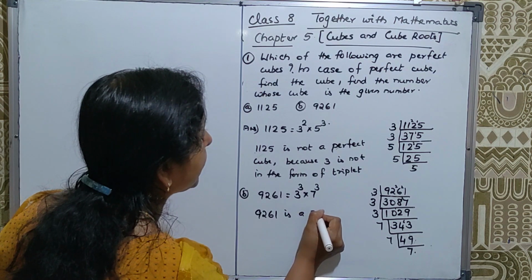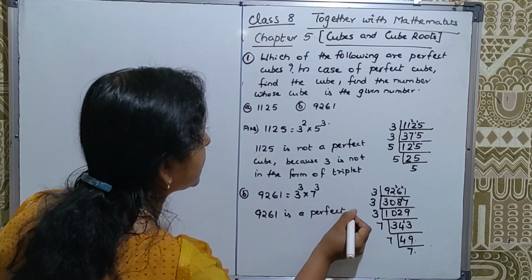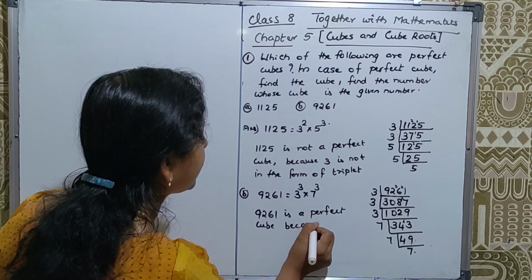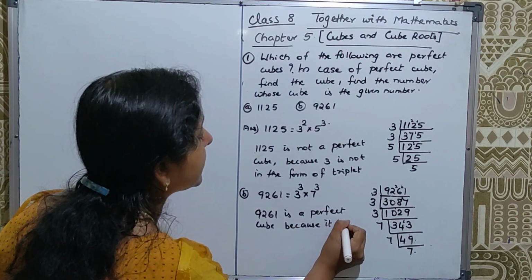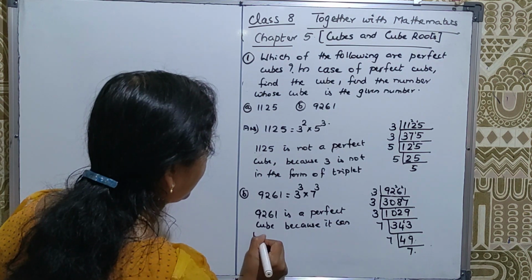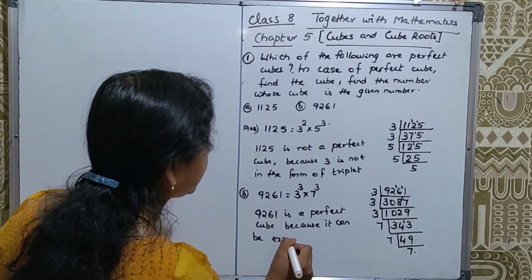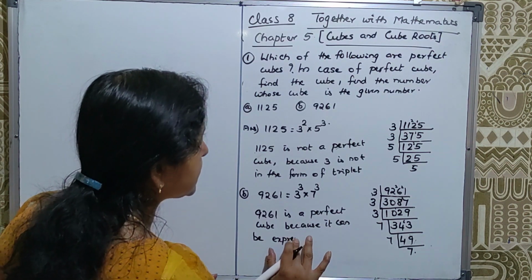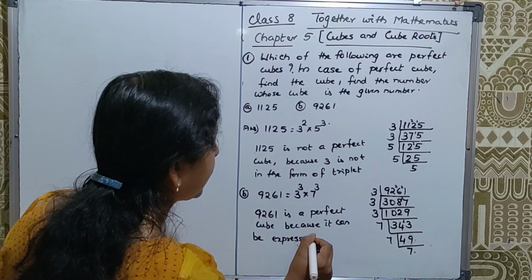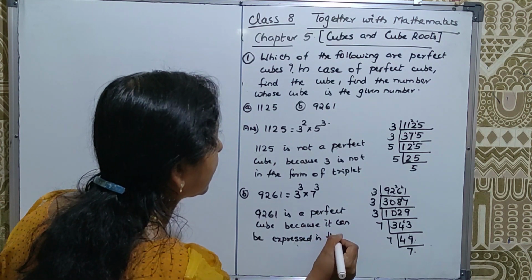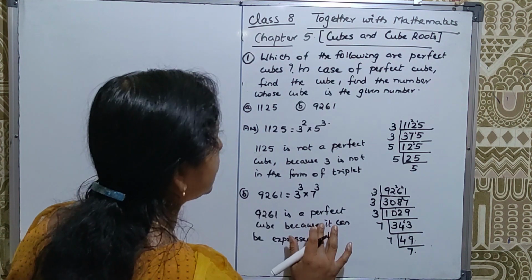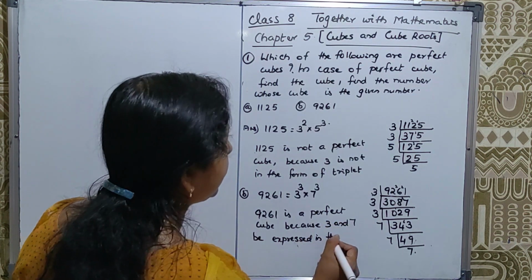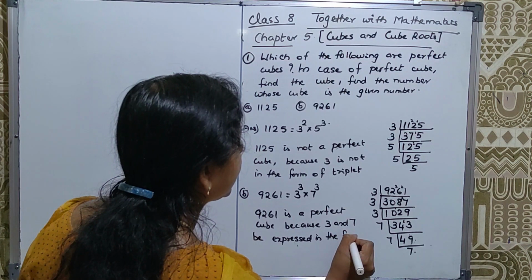So we write: 9261 is a perfect cube, because it can be expressed in the form of triplets. It means that 3 and 7 can be expressed in the form of triplets.